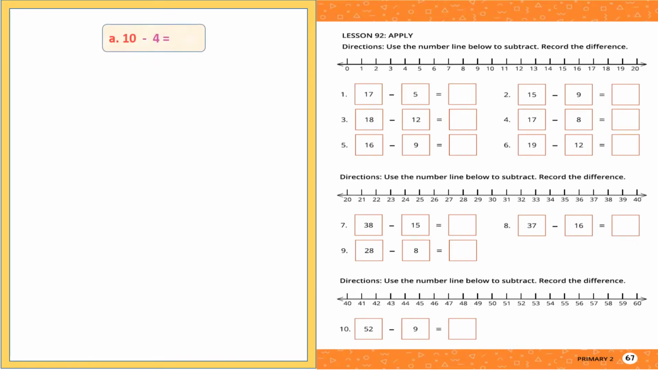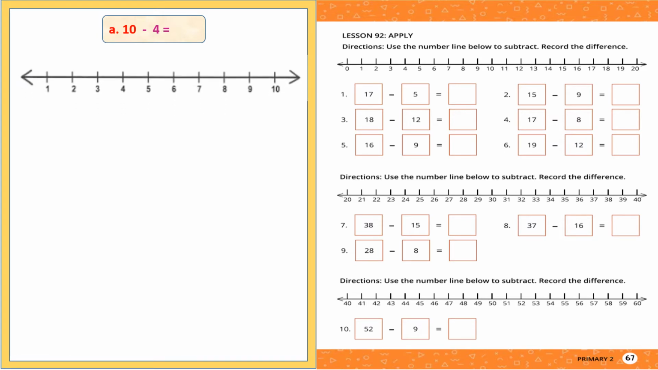Now I will give you other examples to solve using the counting back strategy. The first example, 10 minus 4. 10 minus 4 equals what? Using the counting back, draw the number line. The first number here is 10. So we will mark 10 on the number line. And counting back how many steps? 10 minus 4. We will count back 4 steps to reach 9, 8, 7, 6 and stop. So the result equals 6.